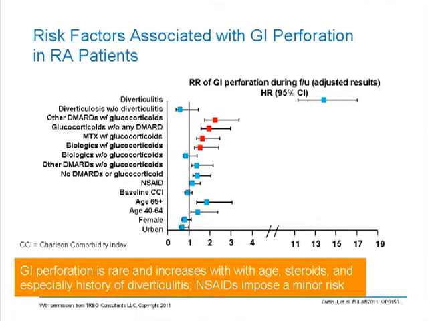But in this large meta-analysis, what was shown was that in patients who have diverticulitis, not diverticulosis, but diverticulitis, corticosteroids, whether combined with other DMARDs, without a DMARD, with methotrexate, or with biologics, all increase the risk of GI perforation, as does being older than the age of 65. So we should be concerned about GI perforation, although it's rare, but it does increase with age, steroids, and diverticulitis. The NSAIDs themselves imposed a minor risk.